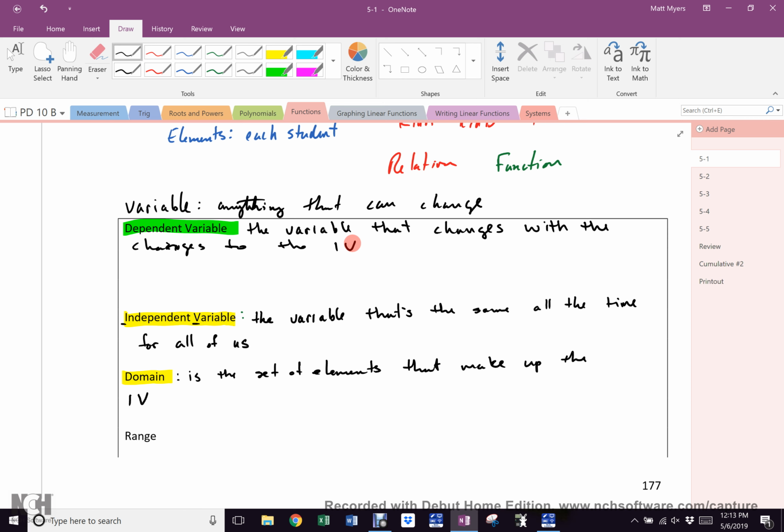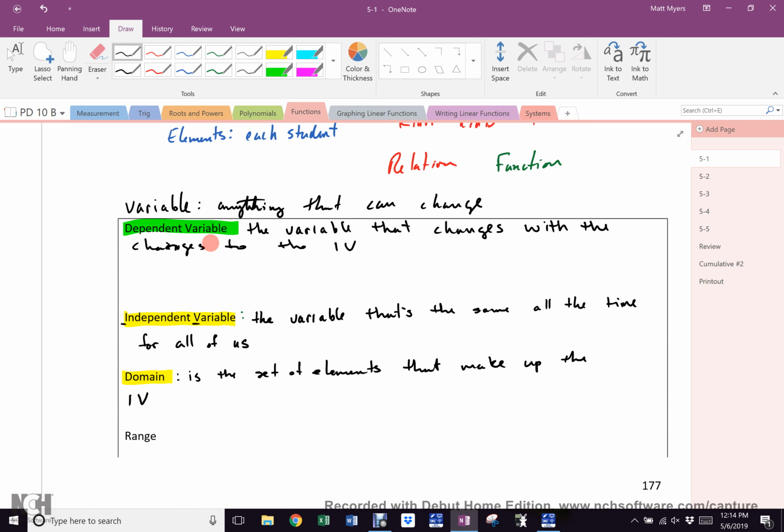So, stick with age. If I input 14, my output is how many hands come up, yes? Who in this room is 14? Hands go up. Who in this room is 15? Hands go up. Who in this room is 16? Hands go up. Who in this room is 44? Hands go up. Everybody understand? The dependent variable, the other thing that changes, how many hands go up, depends on the age I call out. Everybody with me?